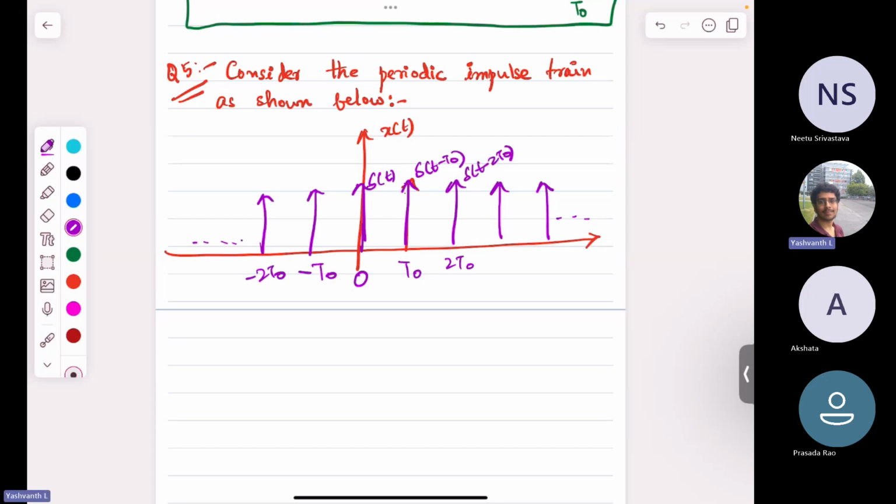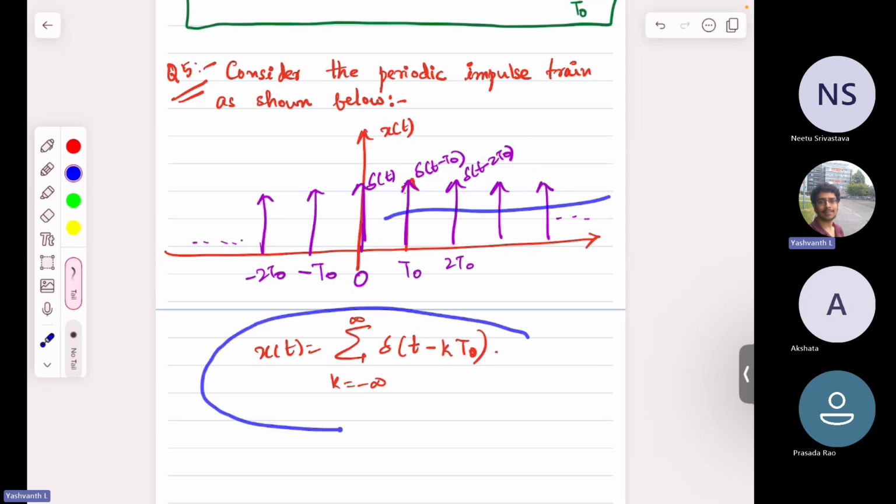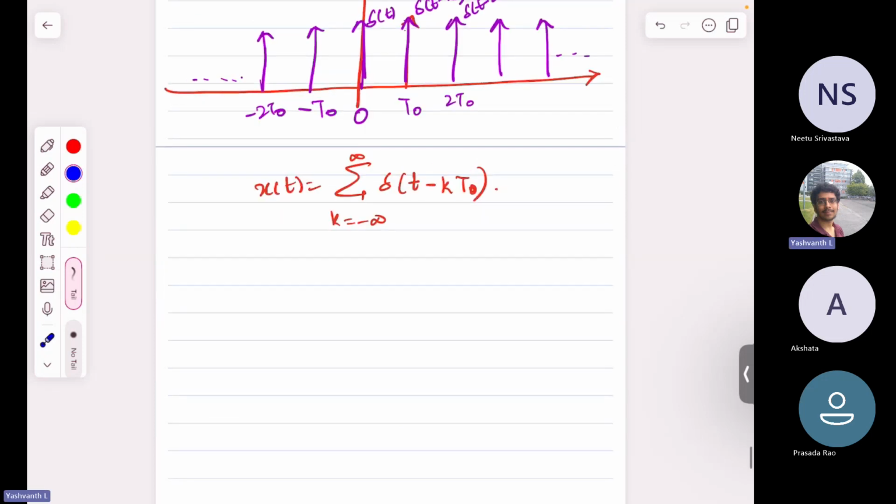That is, you can write your x of t as summation k equal to minus infinity to plus infinity delta of t minus kT naught. Just sum over all these impulse functions. For example, this is delta of t, this is delta of t minus T naught, delta of t minus 2T naught, this is delta of t plus T naught. You can sum over all these impulses and write it like this. The question is simple again.